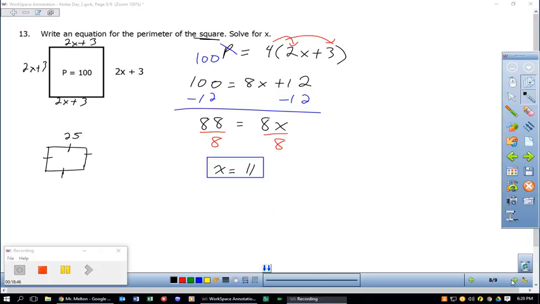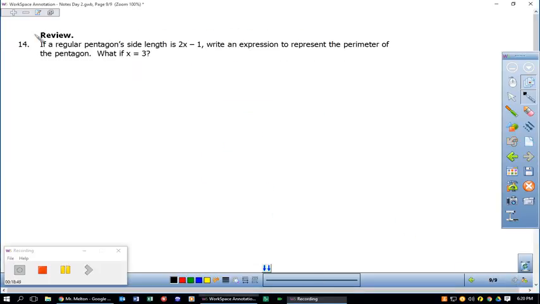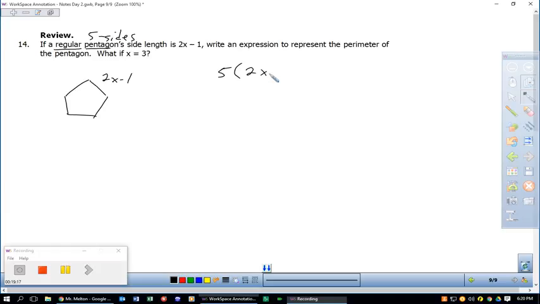All right, last question we have on these notes, number 14. Review. If a regular pentagon side length is 2x minus 1. Regular meaning all sides are the same. There's a pentagon. If all the sides are 2x minus 1, write an expression to represent the perimeter of the pentagon. Okay, so find the perimeter of this guy. Well, if it's regular and it has 5 sides, then that means our perimeter is 5 times 2x minus 1, which is, if we distribute that, 10x minus 5.